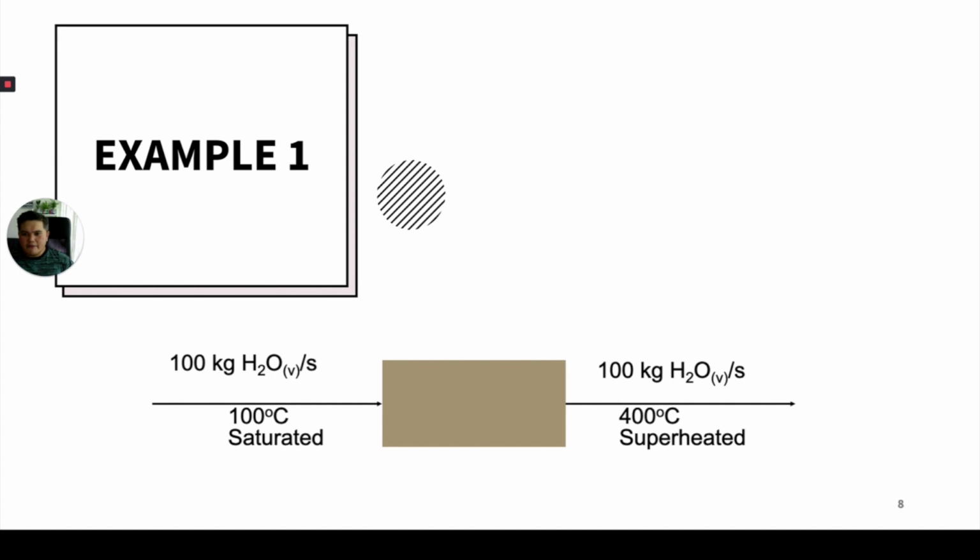So let's have a look at the first example and how we can solve this. First of all, we need to draw the flow chart. There is a system, which I would say is a heater, or it could be a furnace, where it heats up saturated steam at 100 degrees Celsius. Now it becomes superheated steam. So here you have 100 kilogram water vapor per second, and similarly you have 100 kilogram water vapor per second, but there is a change of the temperature.